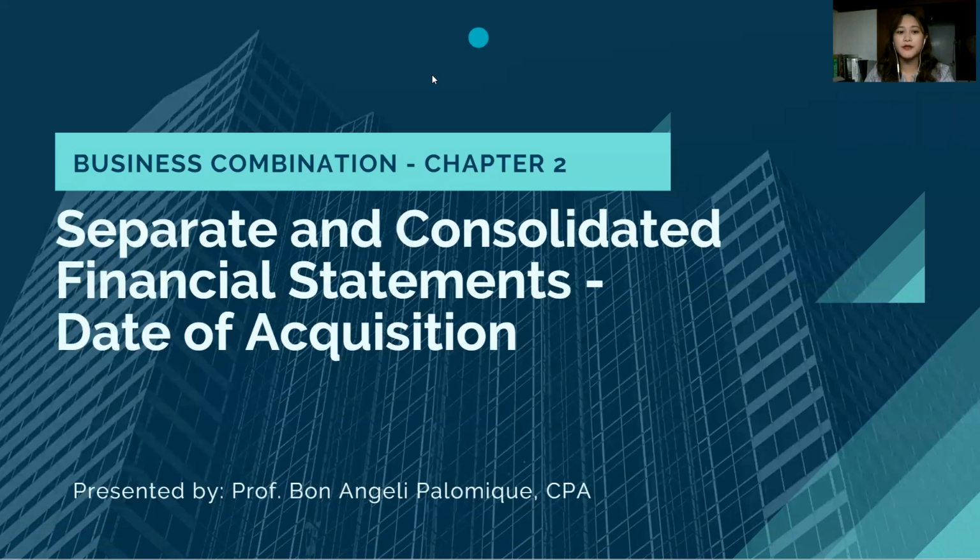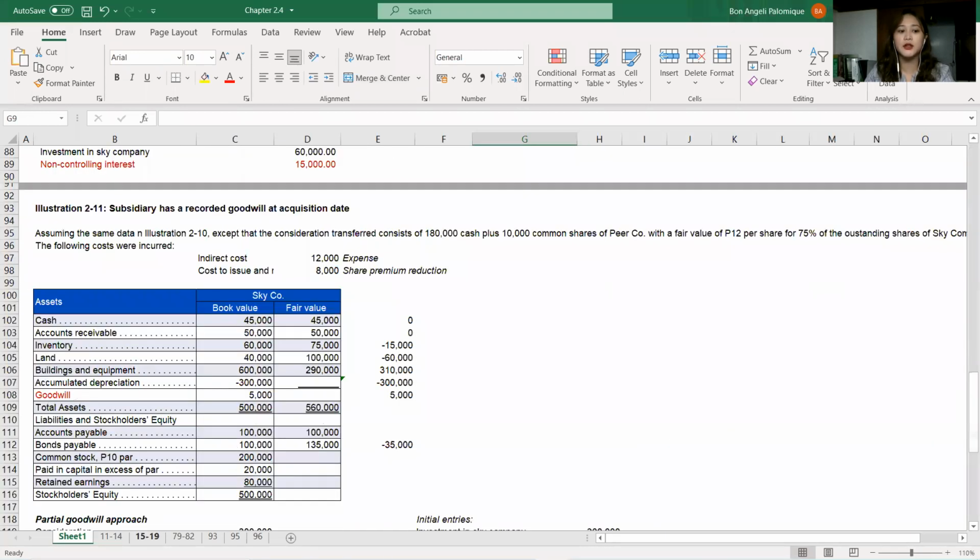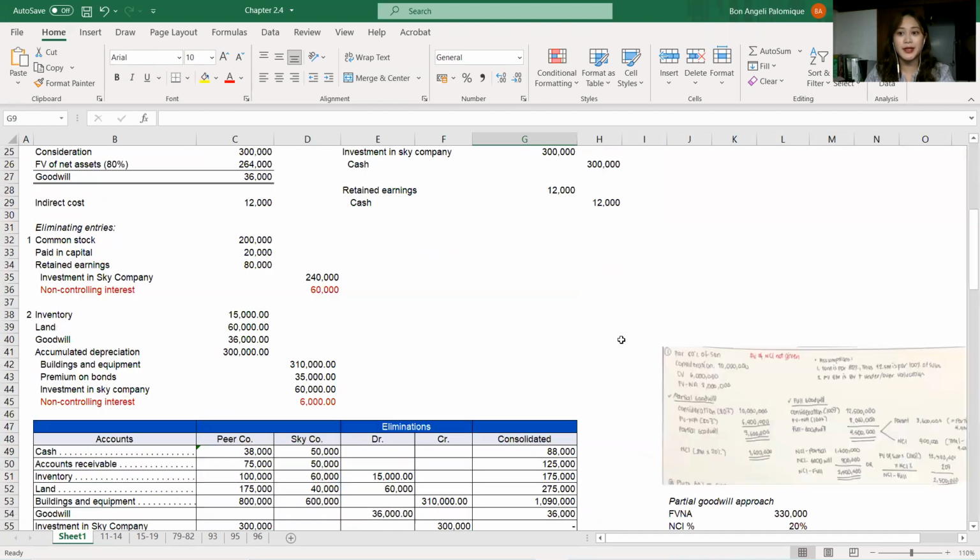So, i-share ko na yung Excel file for the illustration 2-10. So, 2-10 and 2-11, i-cover natin dito. Then, itong mga problems na ito.